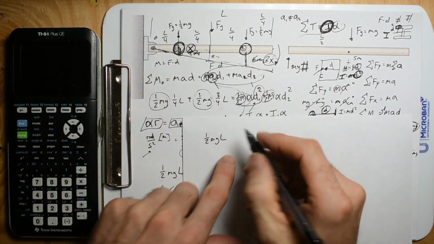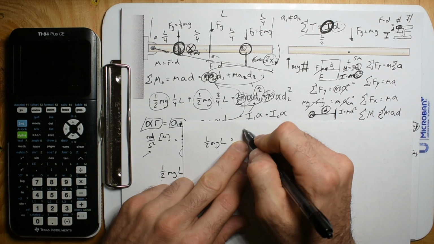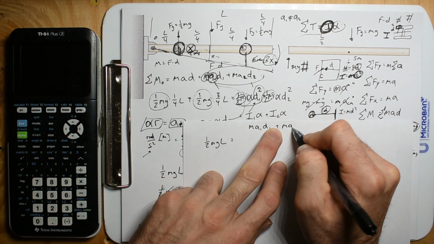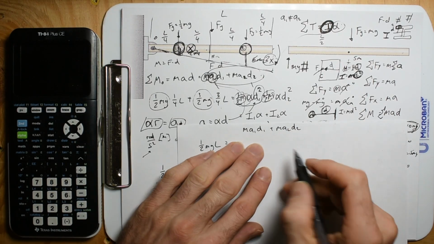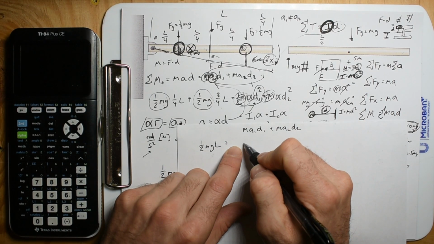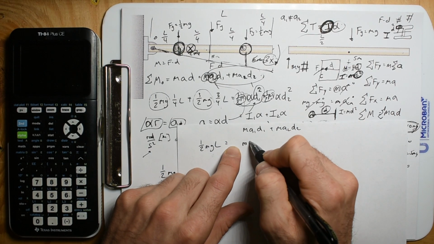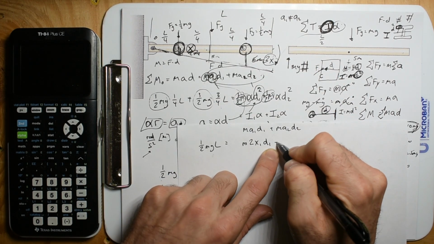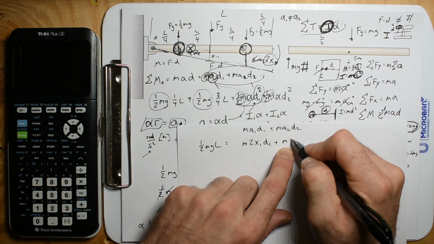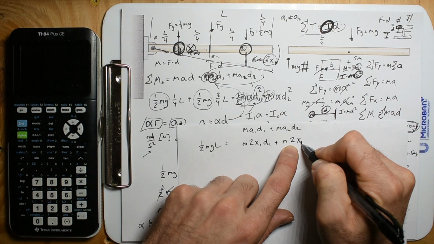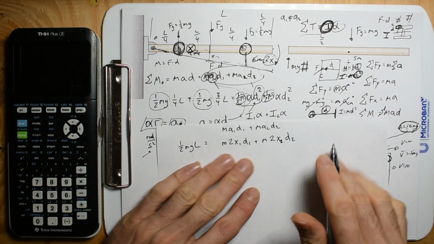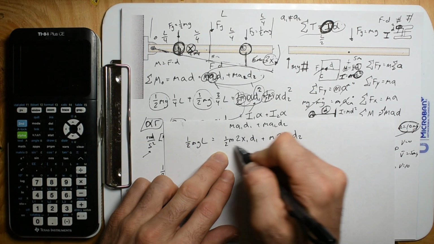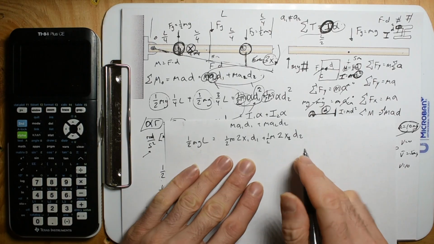So we already did that over here, and that's going to equal this equation: mass A1 times D1 plus mass A2 times D2. And we know that the acceleration is going to be mass 2 times the position that it's going to fall times D1 plus mass 2 times the position at 2 times D2. And we know this mass is 1/2, so we just have 1/2 m.